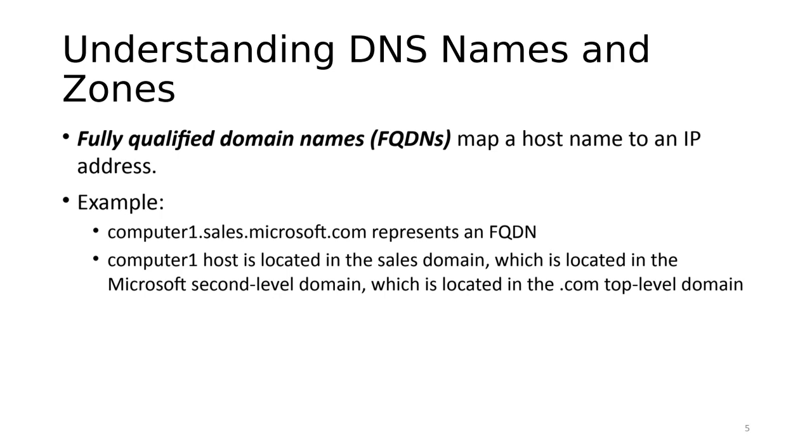So computer 1 is the host. Sales is the domain. Microsoft is the second level domain. The top level domain is .com. So computer 1 is the host, sales is the domain, Microsoft is the second level domain, and .com is the top level domain.